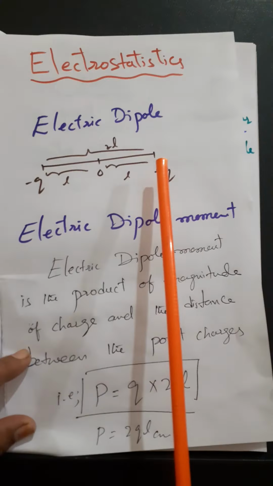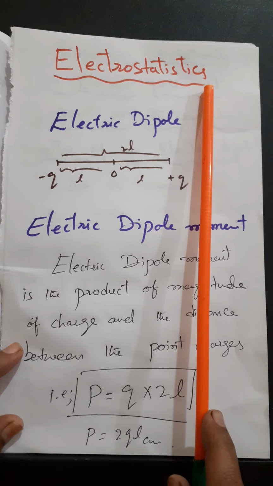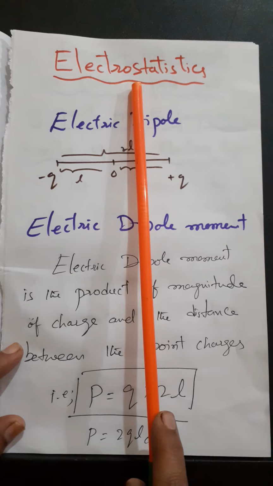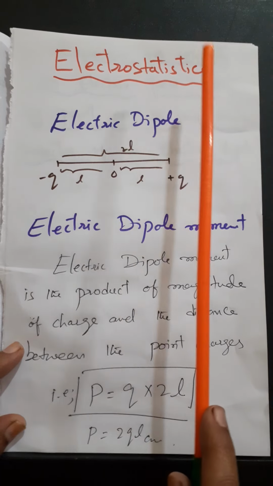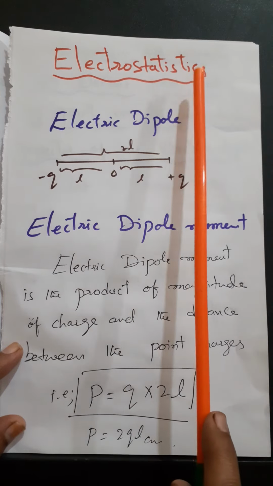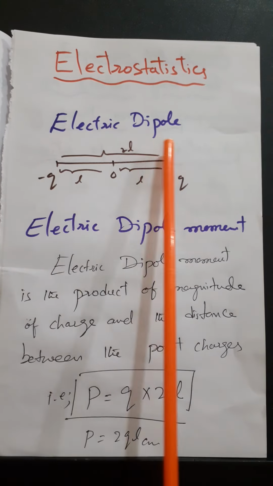So what is electrostatics? Electrostatics is a branch of physics in which we discuss charges which are at rest. So this is known as electrostatics. Now, what is an electric dipole?